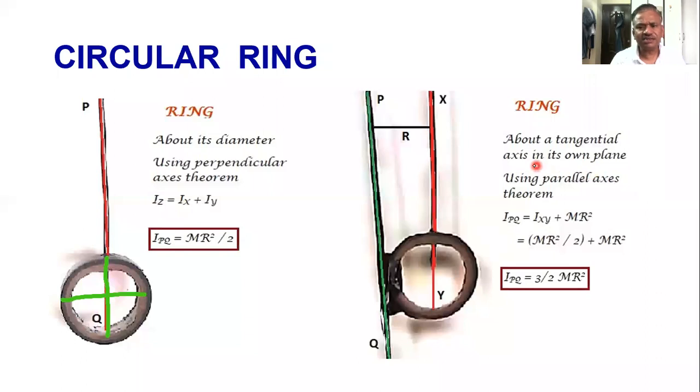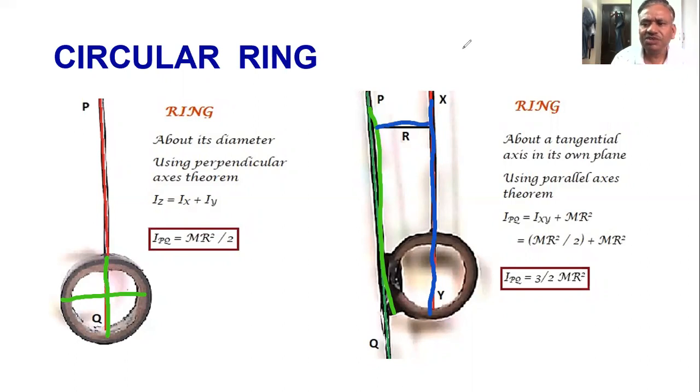Next one is about a tangential axis. In the previous case also a tangential axis was there, but here axis PQ is like this, in the plane of the ring. This is in the plane of the ring, in this plane here. And this is about the diameter. These two axes are parallel.